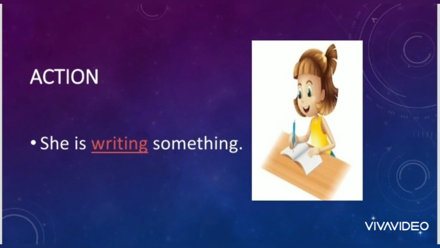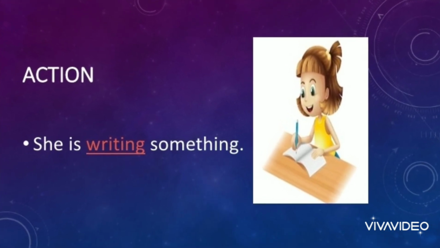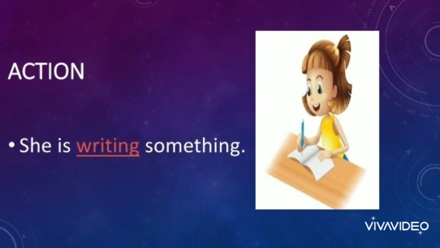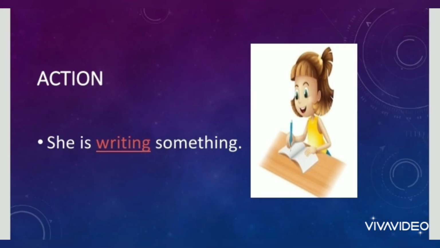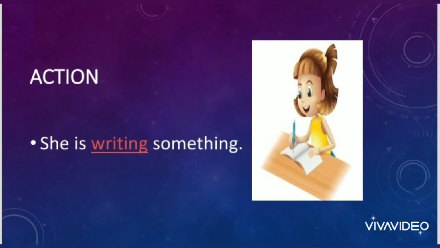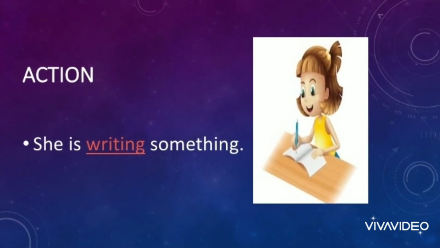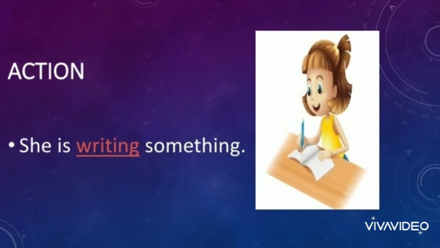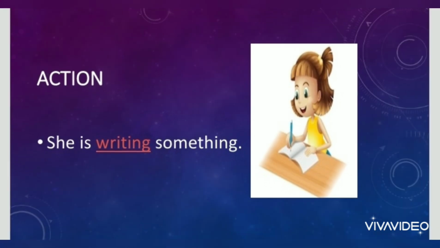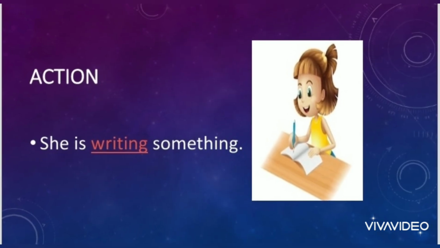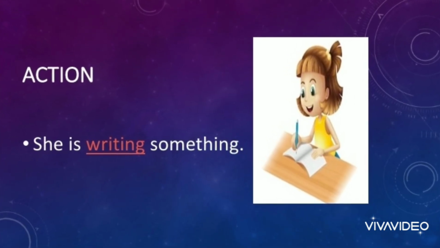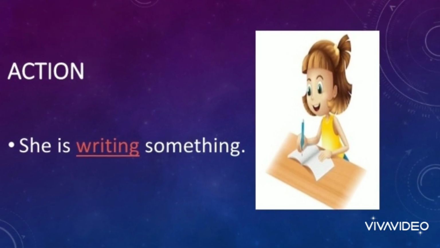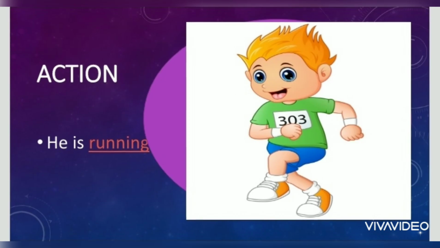You can see that here is an example of action. Here a girl in the picture is writing something. She is writing something. Writing is an action. It means that she is moving her hand and she's also holding a pencil. And she is writing. That is an action. She is performing. That is why I have underlined and changed the color of this verb. This is what we call action.